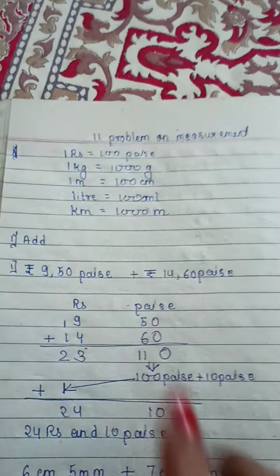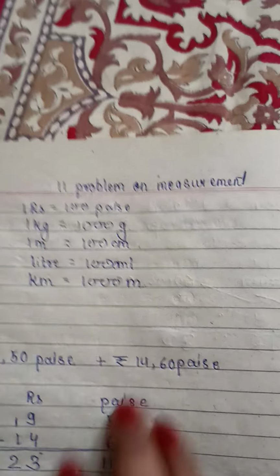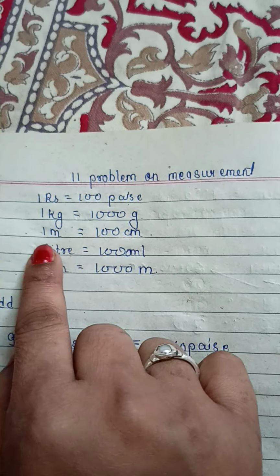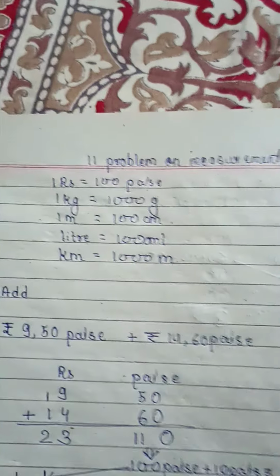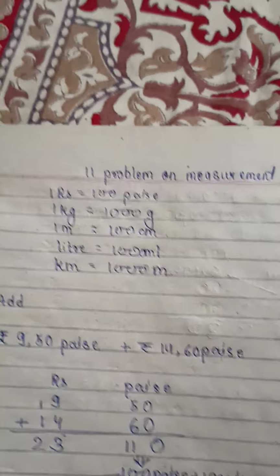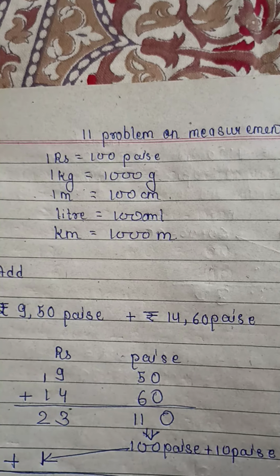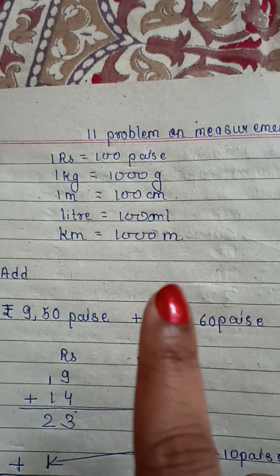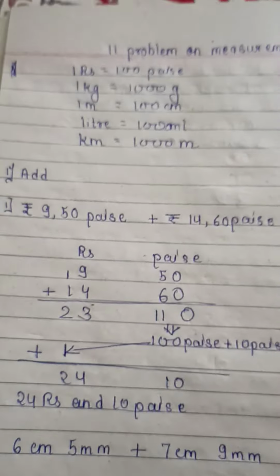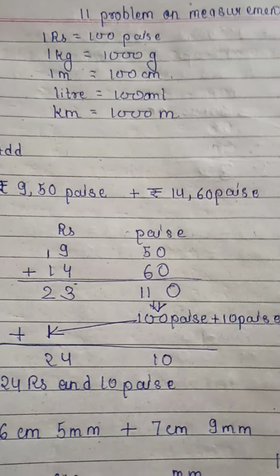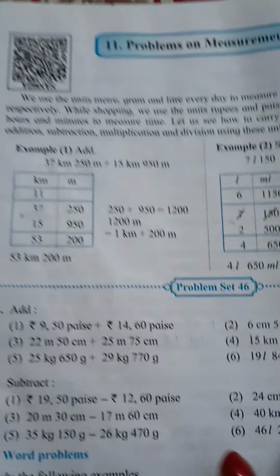1 rupee is equal to 100 paisa. 1 kg means 1 kilogram equal to 1000 gram. 1 meter equal to 100 centimeter. 1 liter equal to 1000 milliliter. 1 kilometer equal to 1000 meter. These are the units you have to learn. Okay, so we are starting our first question, which is addition.